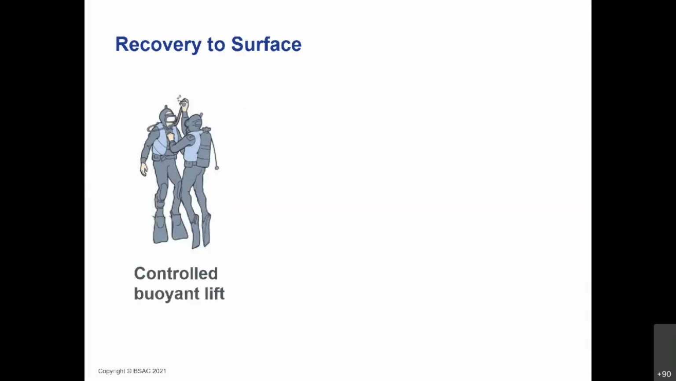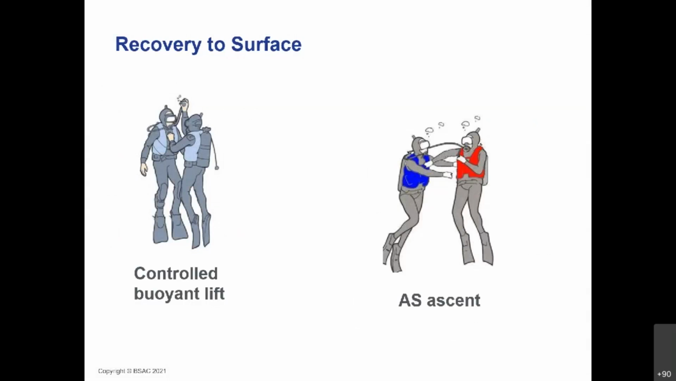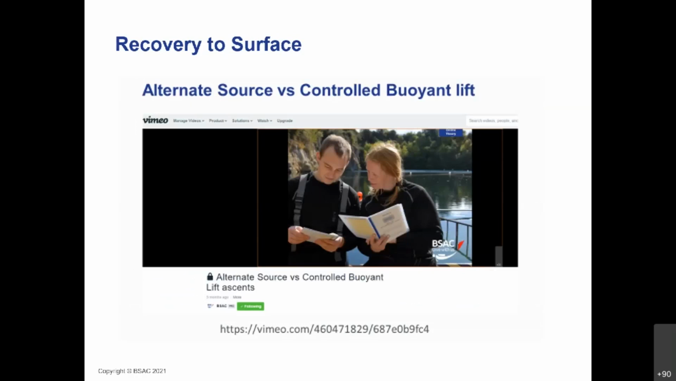All right, so in terms of recovery to the surface, we're looking at the two main areas: the control buoyant lift and the alternate source ascent, octopus ascent. I might slip into using the word octopus because that's what I've used for the last 20 odd years. Now, I'm not going to go into too much detail on the actual ascents themselves. There's a link here, and I'll show you a little bit later on where it is on the website. But there is a similar talk which is concentrating on the full skill with the alternate source and the control buoyant lift to the surface. So today we're going to be looking at what we do then.